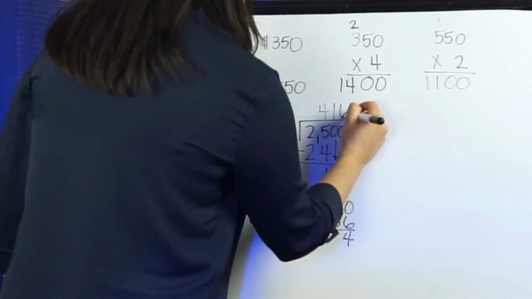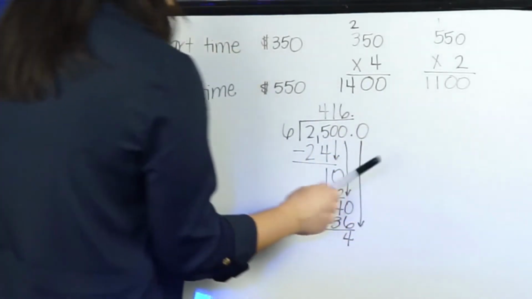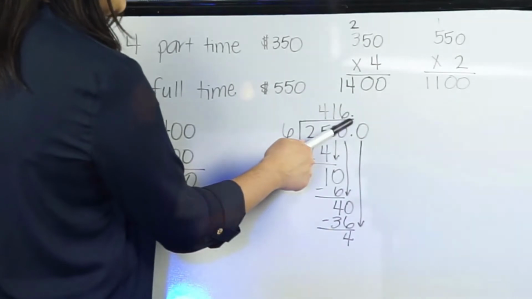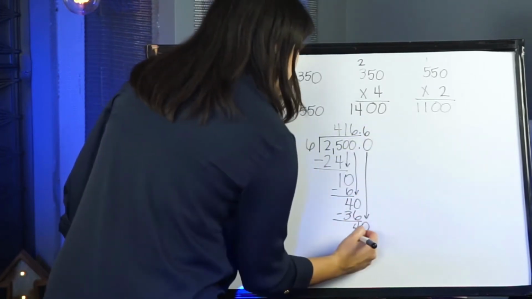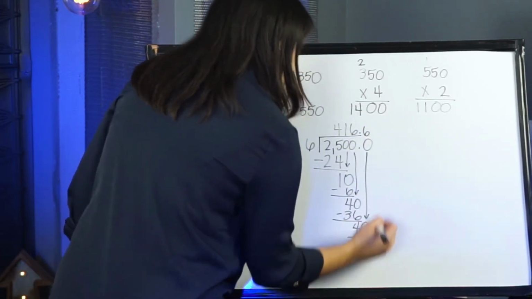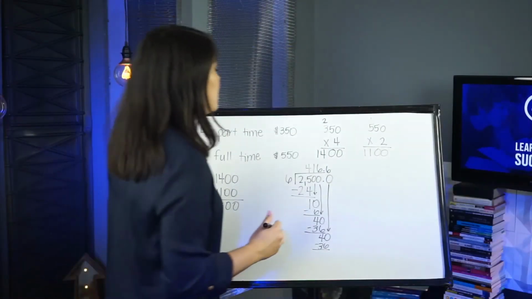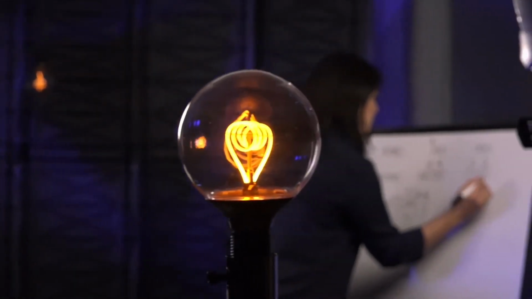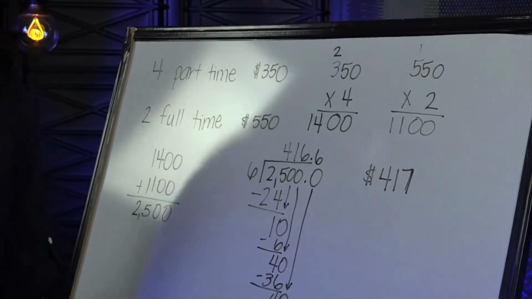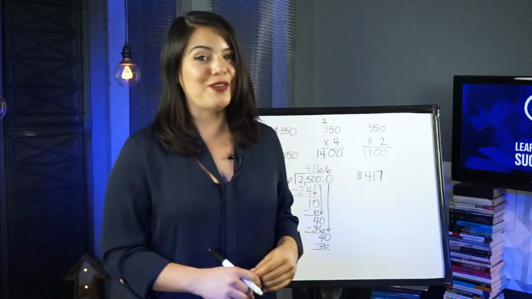We can add a decimal and add another 0. If we added a decimal in the bottom, we must also add a decimal to the top. 6 goes into 40, 6 times again. And if we continue this problem, we'll find that the 6 is repeating, so we can stop here. We can conclude that the average pay for the employees at the shop is $417 per week. Let's go ahead and take a look at another problem.